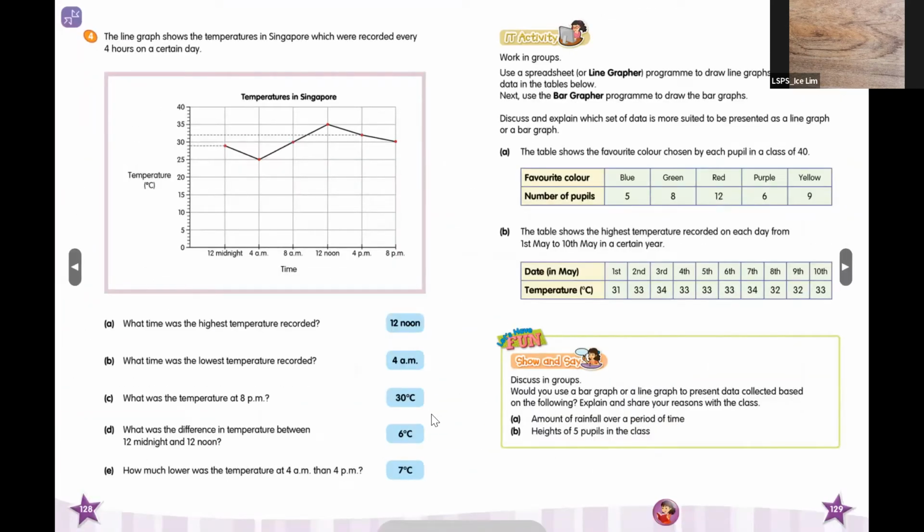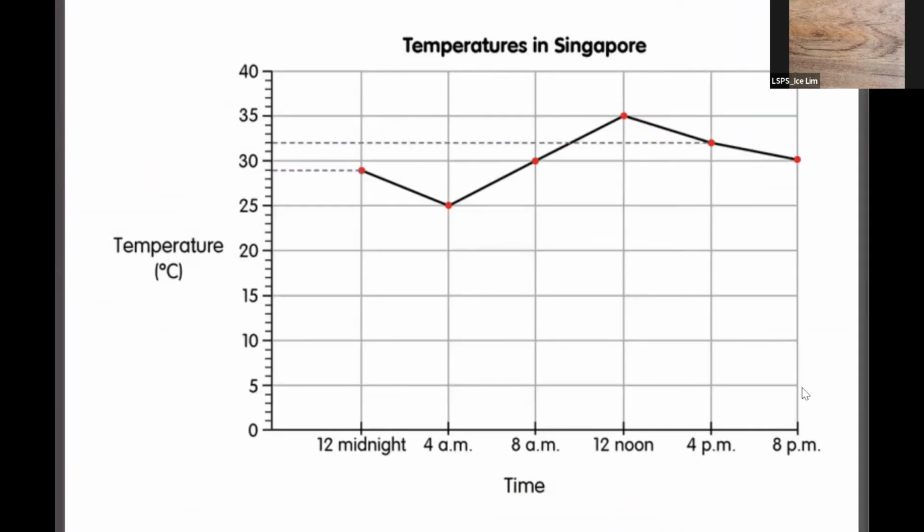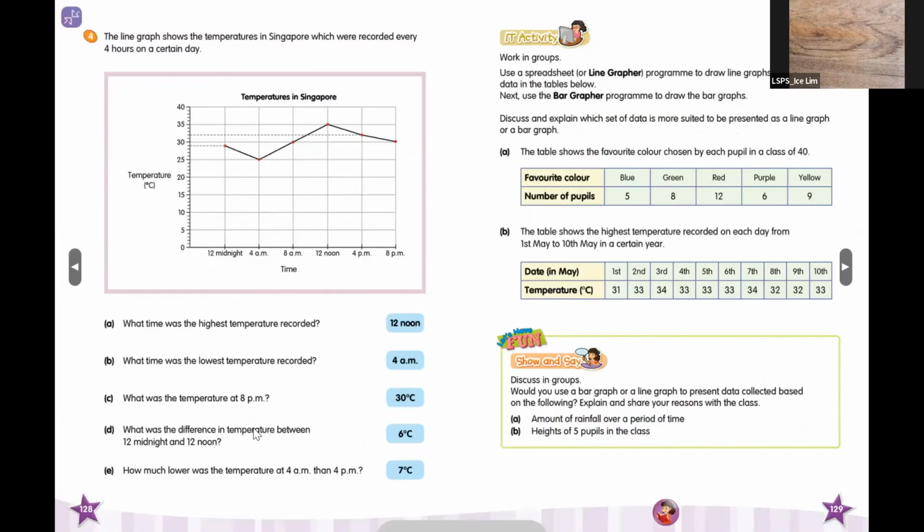And then there's this question here that says, what is the temperature at 8 p.m.? Is it difficult to find? No, because it's already a marking here, and I can just go from 8 and then go across to find 30 degrees Celsius. Okay, but is this one difficult?